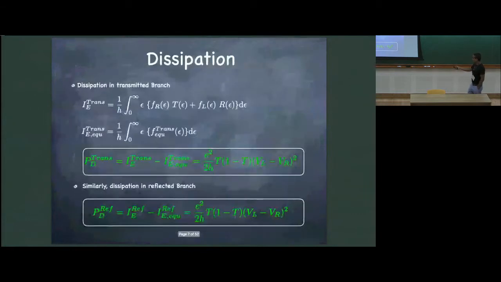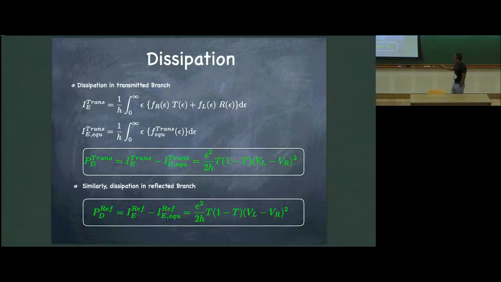So if we can do that, then we can ask this question, what is the dissipation in each branch? Essentially that's a simple calculation. It's energy times the distribution functions times the transmission function as a function of energy. You integrate that, and if you do that, assuming that you are at small biases and T is independent of energy, you get a simple expression for the transmitted power, which is something like this, E squared over H times T times 1 minus T times VL minus VR whole square, okay?